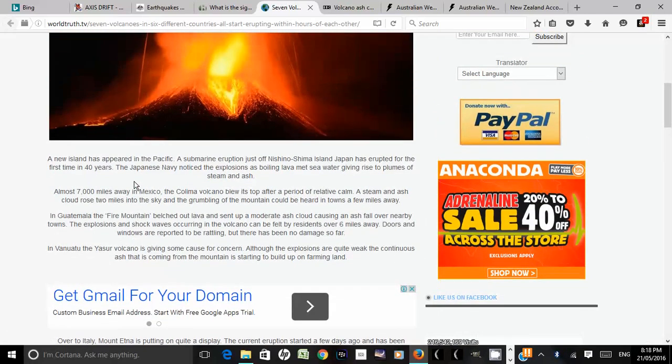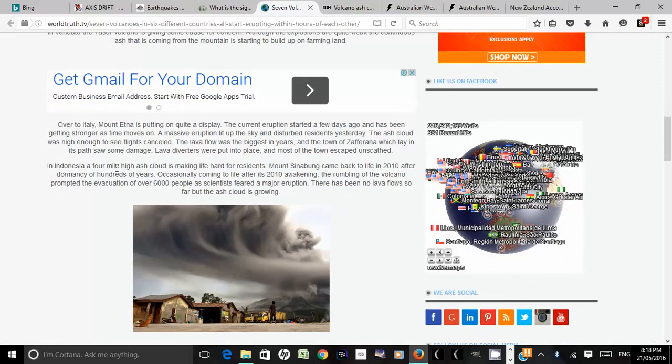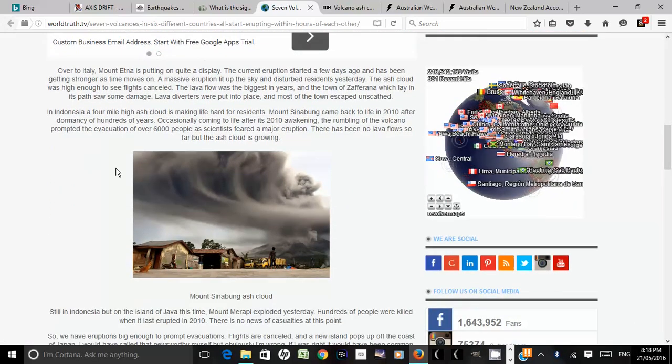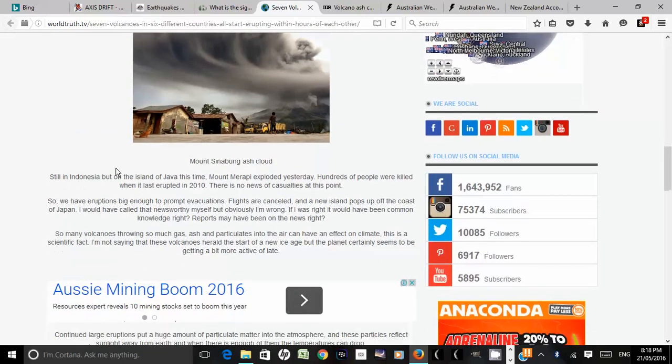Japan's got a new island. A new island has appeared in the Pacific. A submarine eruption off Nishino-shima Island, Japan, has erupted for the first time in 40 years. So it's actually got a new island. But what I found interesting was, apart from the fact that there's 7 volcanoes going off, was this comment down here.